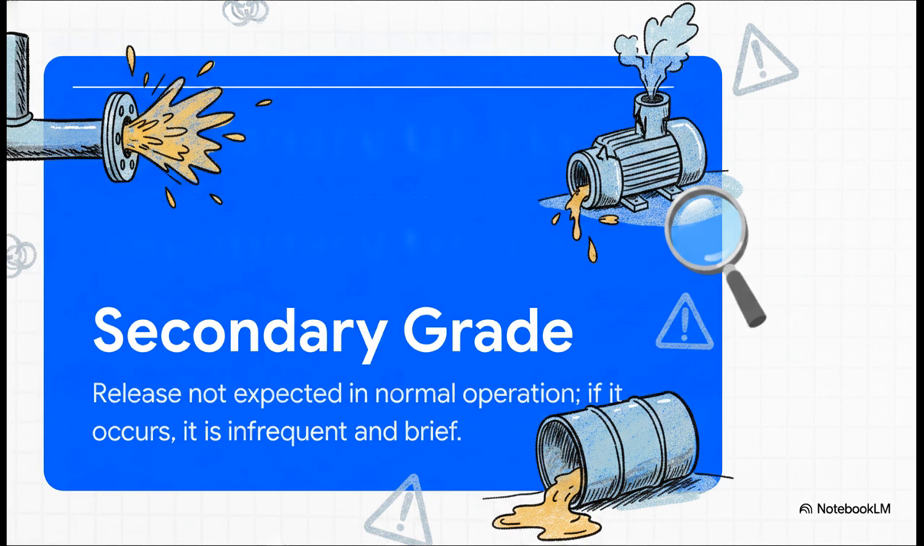So, secondary grade is really reserved for those unexpected, rare leaks that happen during abnormal events. Think of a sudden flange leak, a pump seal totally failing, or an accidental spill. It's definitely not supposed to happen, but it might.